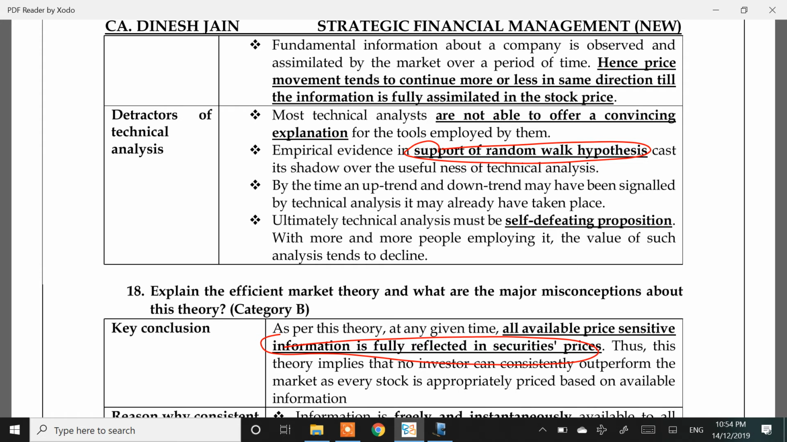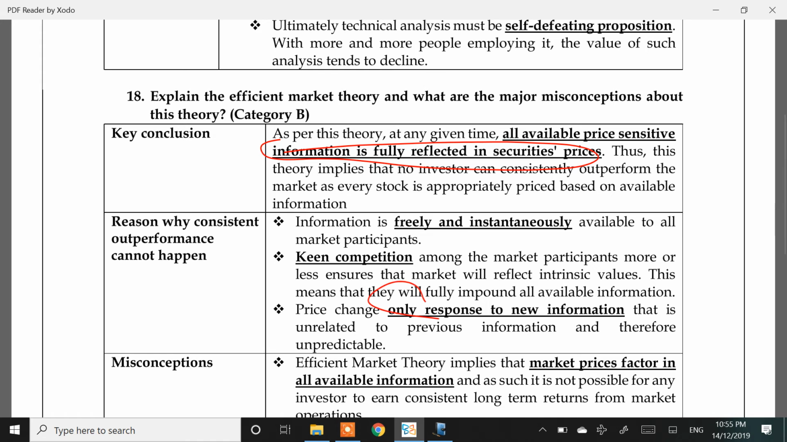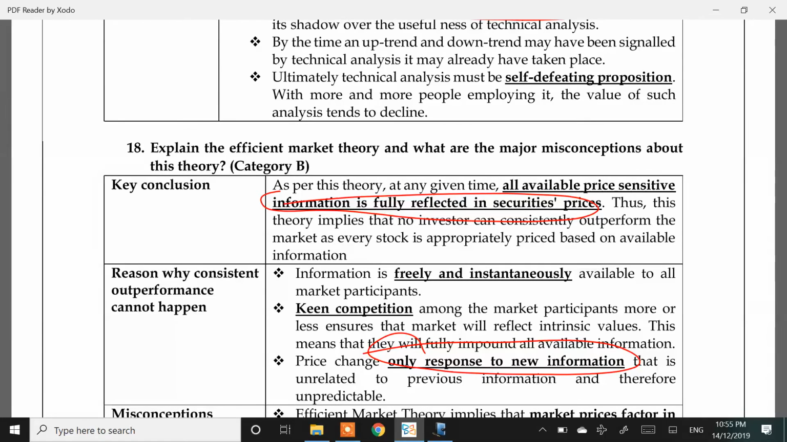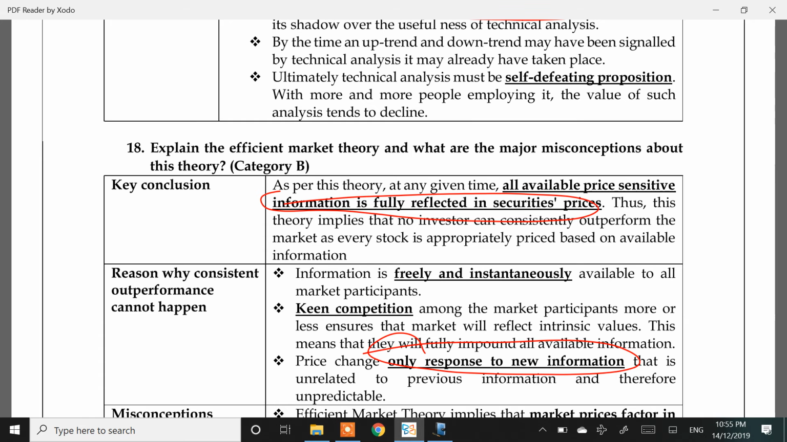Also, there is a good amount of competition among various market participants, and because of that there are huge forces of demand and supply, and the share price will have to be closer to the intrinsic value. Only if new information comes can you see the security moving significantly up or down, and that can lead to outperformance. If I'm able to predict something which is going to happen two or three years down the line, and then I buy the company, I can outperform. But normally new information is very difficult for someone to predict.